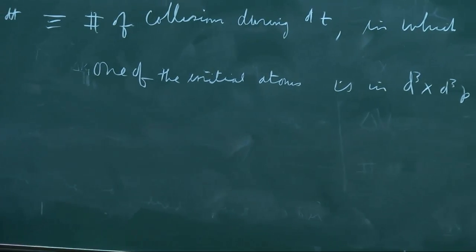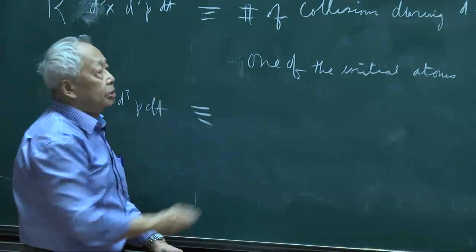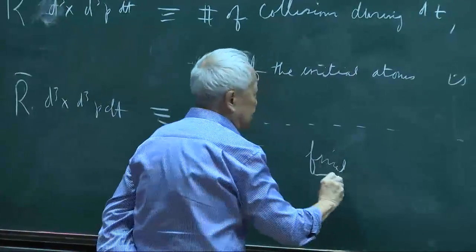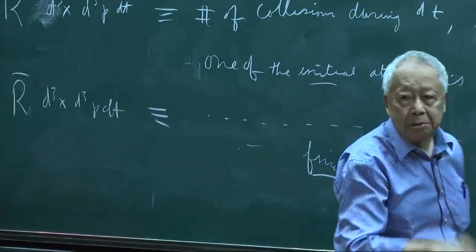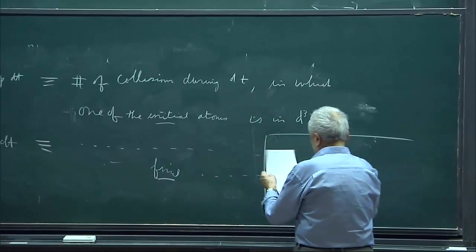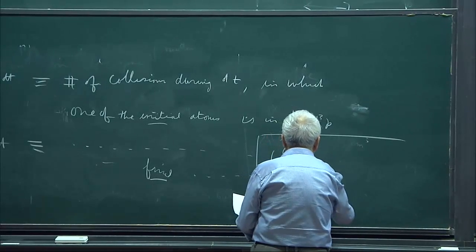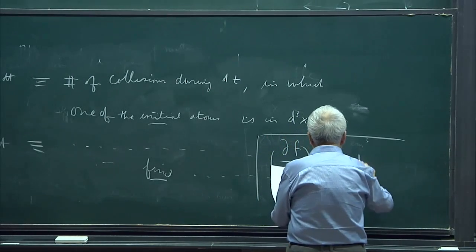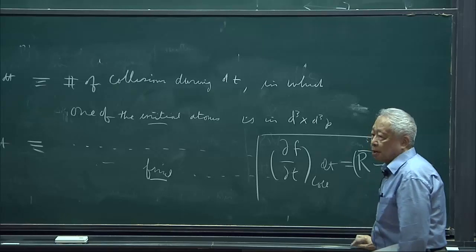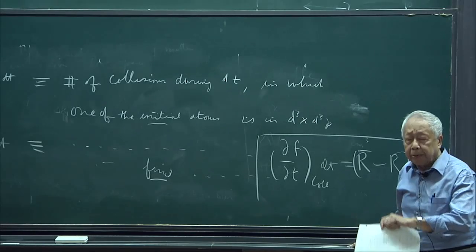And R bar times d3x dt is defined as the number of collisions during dt in which one of the final particles is in d3x d3p. So there's two things. And once you've defined that, then it is clear that the object that we want to find, df/dt collision times dt, is equal to R bar minus R times dt. Therefore, df/dt collision is R bar minus R. And all we have to do is to compute R and R bar from mechanics. And I think this is a good place to start for 10 minutes.